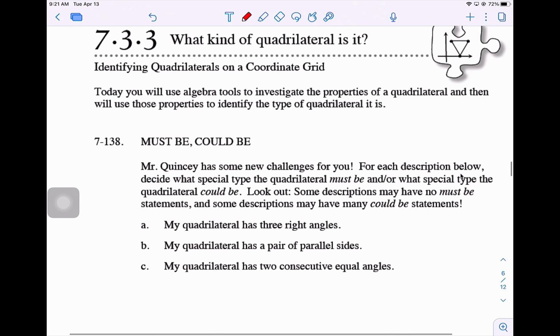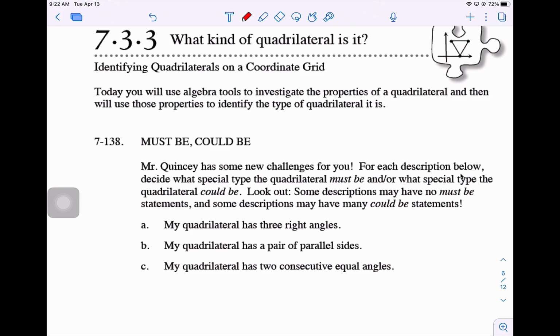So 733 is almost like a review. It's kind of like your final section of the chapter. And notice it says today you're going to use algebra tools to investigate properties of quadrilaterals and then use those properties to identify what you have. So it's similar to what we've been doing. They're going to give you like 4 coordinates. Say plot the points, connect the dots, and tell me what it is. We're going to do the same stuff we've been doing.